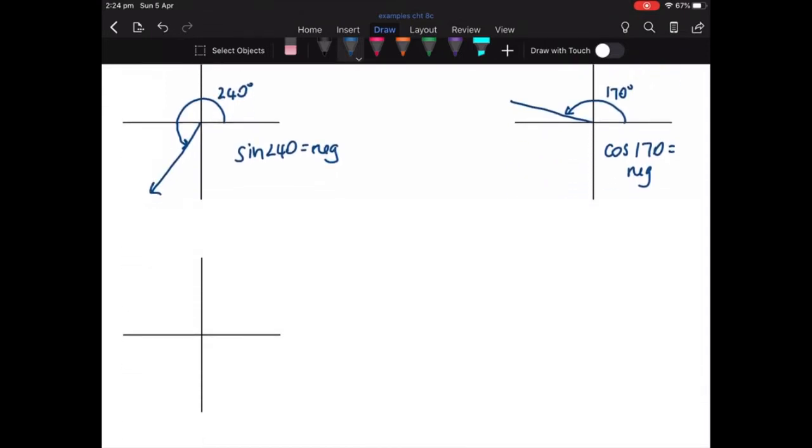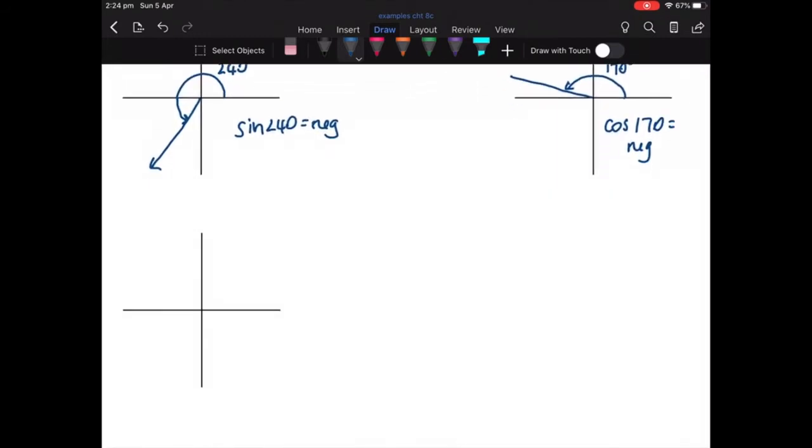C, the tan of 1.2 pi. This is obviously in radians. Let me just quickly rewrite it here. Tan of 1.2 pi radians. First of all, you'll want to turn that into degrees. We know that pi radians is equal to 180 degrees. So one radian will equal 180 divided by pi degrees.